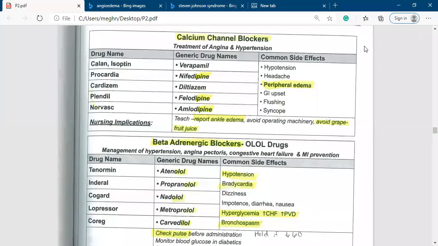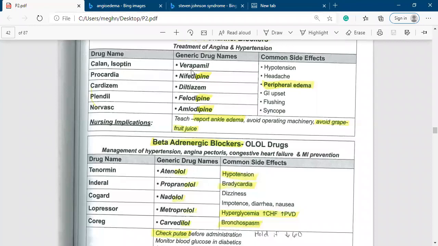So the next group of cardiac medication or antihypertensive medication are calcium channel blocker and beta blocker. The examples of calcium channel blocker are here, right? Verapamil, nifedipine, diltiazem, amlodipine.